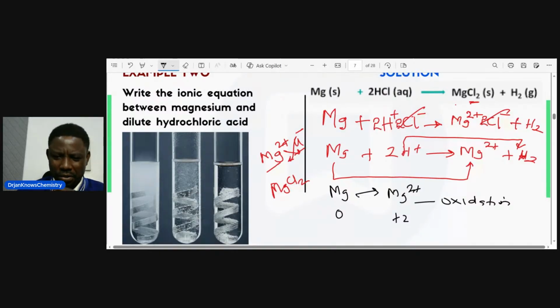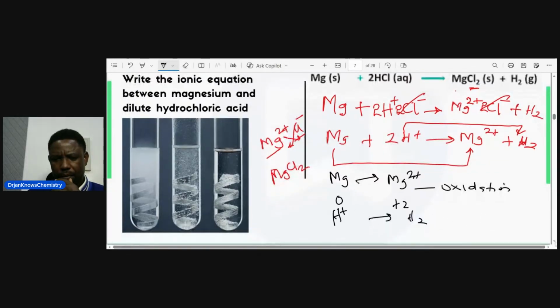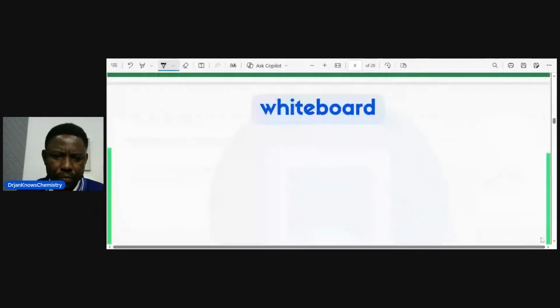So if this is oxidation, the next is reduction. But I'm telling you why it's reduction, because hydrogen moves from H plus to H2. If you look at H plus to H2, you will see that it is plus 1 to 0. So let me look at it from here. Let me put it here properly.